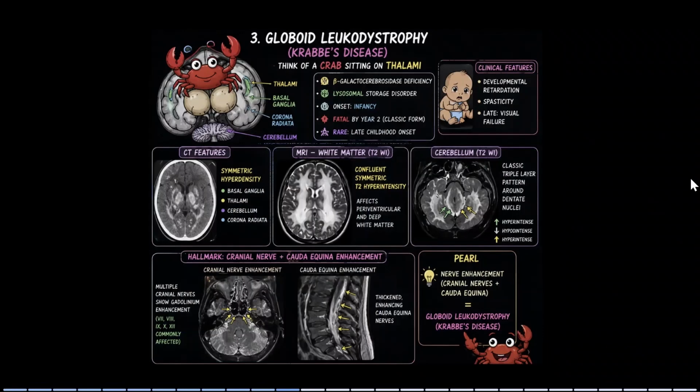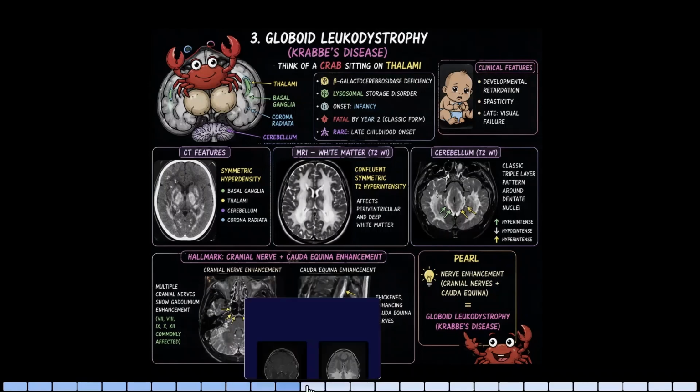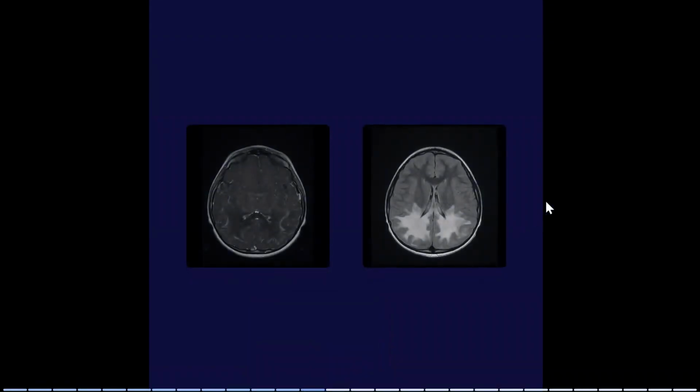So let's come up to a very cartoon image, and this image includes almost all the components that we just studied, that include Krabbe, which is basically sitting on thalami, and then we can see that the basal ganglia can be involved. Then we know that cerebellum is involved, dentate nucleus is involved, and cauda equina and cranial nerves are also affected in Krabbe's disease. So try to visualize this image, and I hope you will be able to understand and learn Krabbe's disease.